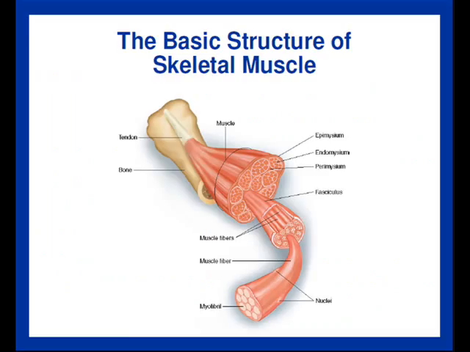Basic structure of skeletal muscle. Okay, this is a schematic in your book. What's it about? Tendon, the muscle attaching to the tendon and the bone. I don't care whether you know or you do know about the different connective sheaths. Connective sheaths here, the epimysium, the endomysium, perimysium.